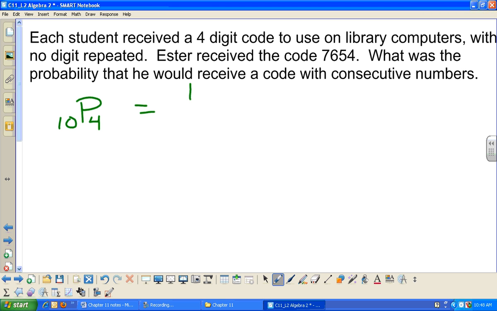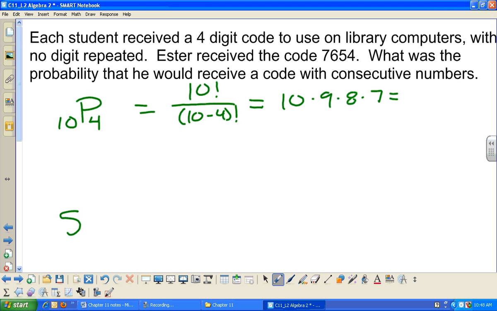So that would be the same thing as 10 factorial over 6 factorial, so my total number would be 10 times 9 times 8 times 7, which is 5,040. So I'm going to write that on the bottom right away because that's my total number of outcomes of codes. Now consecutive numbers, I'm going to write out all the possible consecutive numbers.